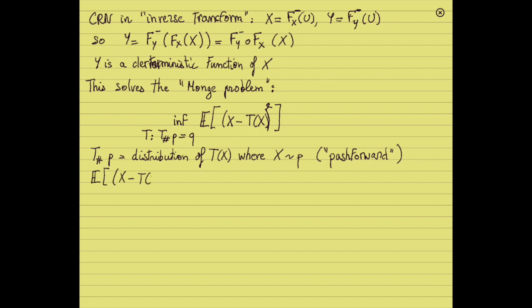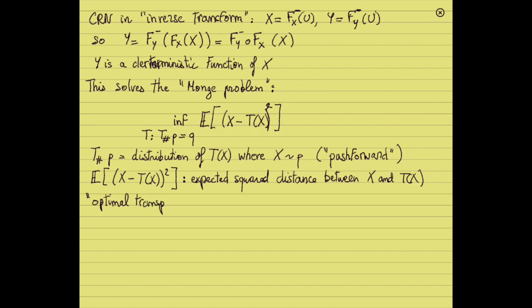So the objective itself can be understood as a cost of moving the point from location x to the new location t of x when applying the map t. And thus the terminology of transport. This is called an optimal transport problem, and it was formulated by Gaspard Monge in the beginning of the 19th century, literally as a problem of transporting some goods from some locations to other locations.